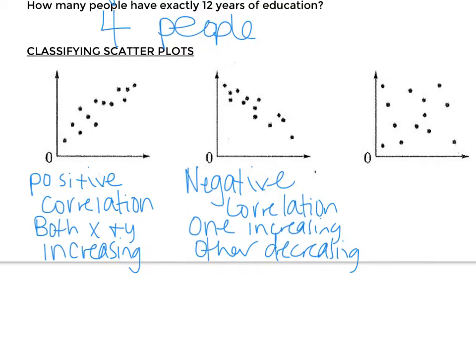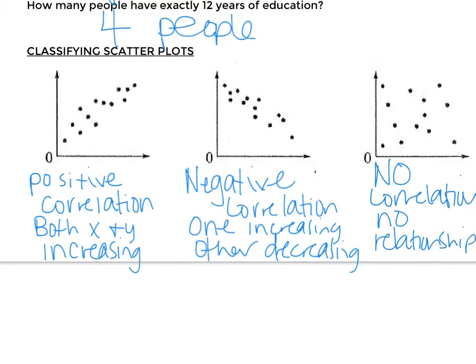So far we have positive correlation, negative correlation, and then our last one is kind of all over the place. Our last one is no correlation. We cannot find a trend. There is no relationship between our X and Y values. As we head over to the right, nothing is happening in an upwards fashion or a downwards fashion.